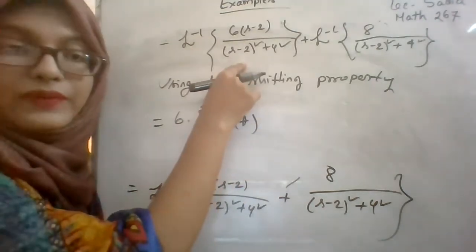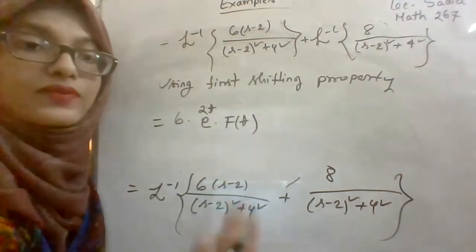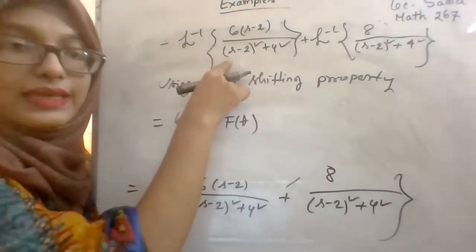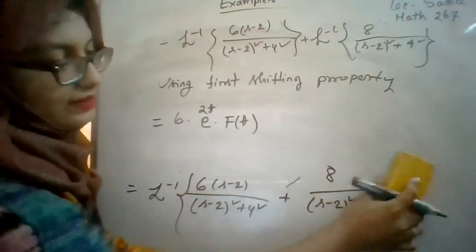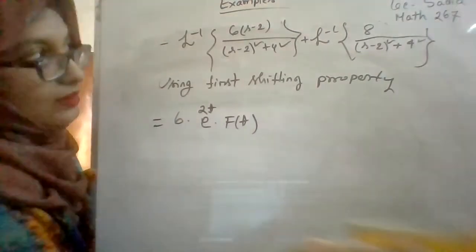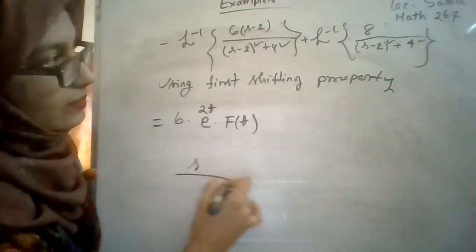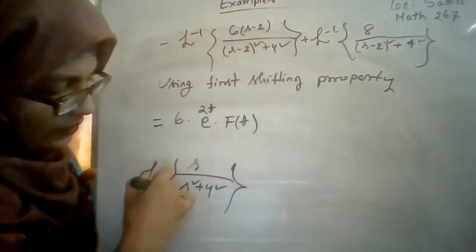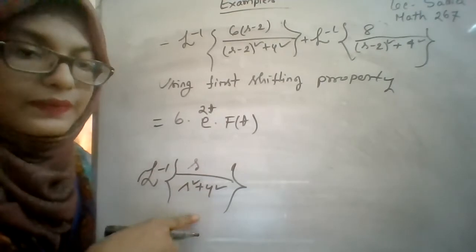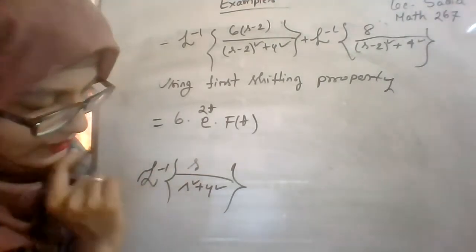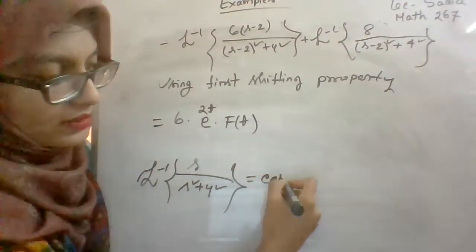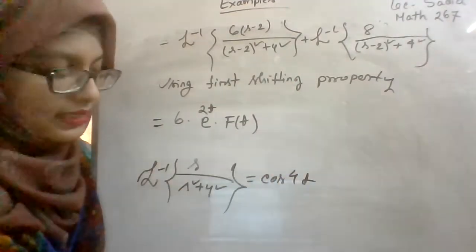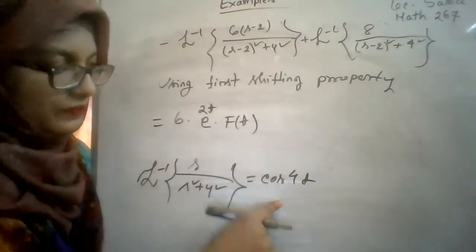Here, if it is F of (s minus a), then what will be the value for F of s? It will be s divided by s square plus 4 square. And the inverse Laplace transformation of this is equal to what? The inverse Laplace transformation of this is equal to cos 4t, since it is 16. Okay, it is 16. So it will be cos 4t.